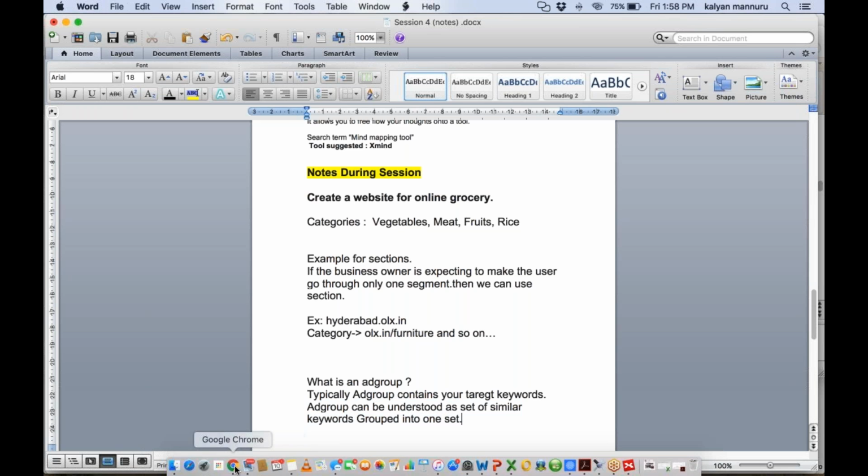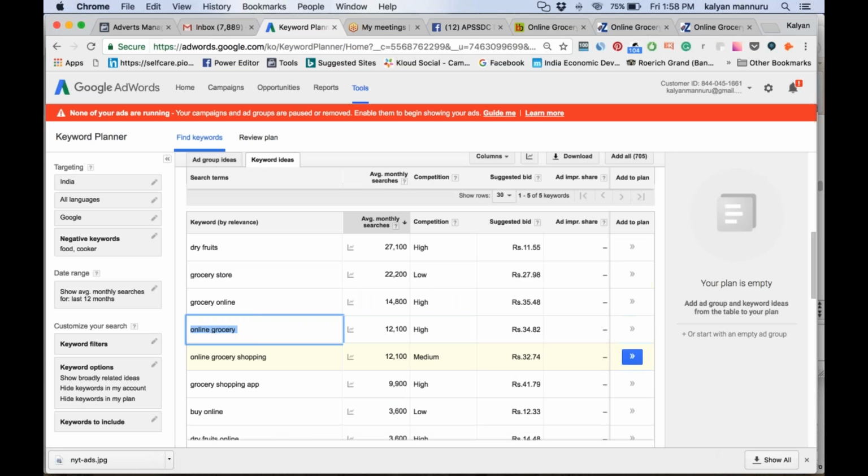As I was saying, there are a couple of keywords that are similar, they are closer to each other. Online grocery and online grocery shopping have "online grocery" in common between these two keywords. So all such similar keywords, grocery online, online grocery shopping, will be grouped into one ad group. That is what is called an ad group.